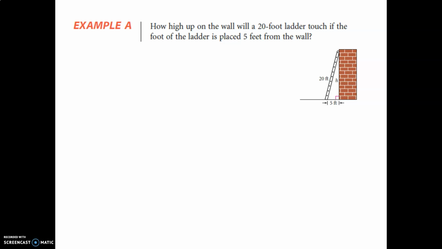Okay, here is our first example. How high up the wall will a 20-foot ladder touch if the foot of the ladder is 5 feet from the wall? So this is the foot of the ladder, the bottom of the ladder. It is 5 feet from this wall that is perpendicular to the ground, so I have a right angle in there. So I have a right triangle with this side, the length of the ladder, 20, this side 5, and I want to know the height.